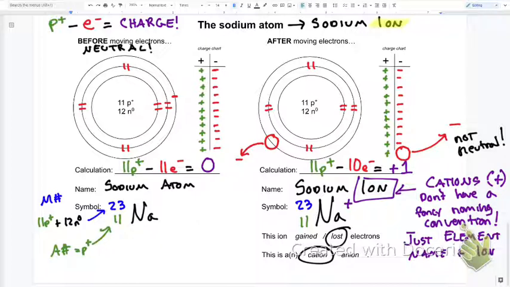If we wanted to represent a positive 2 charge, it would look like this, 2 plus. Positive 3 charge, 3 plus. This isn't that though. It's just a positive 1 charge. And that is our sodium ion.